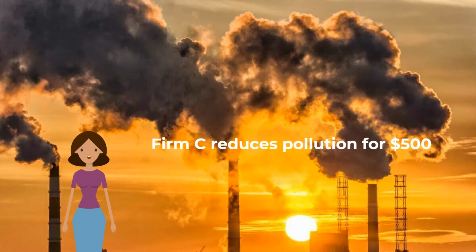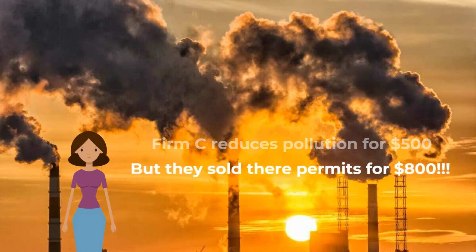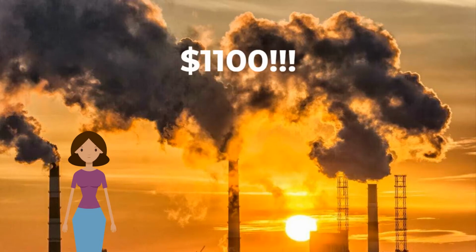This would cost them $10 multiplied by 50, giving a total of $500, but they gain $800 from Firm B buying their permits. Overall, the total cost of reducing pollution with permits will be $1,100. Firm B giving $500, and Firm A giving $600.